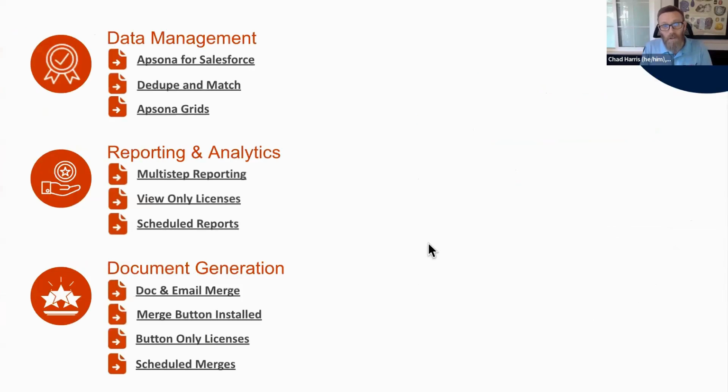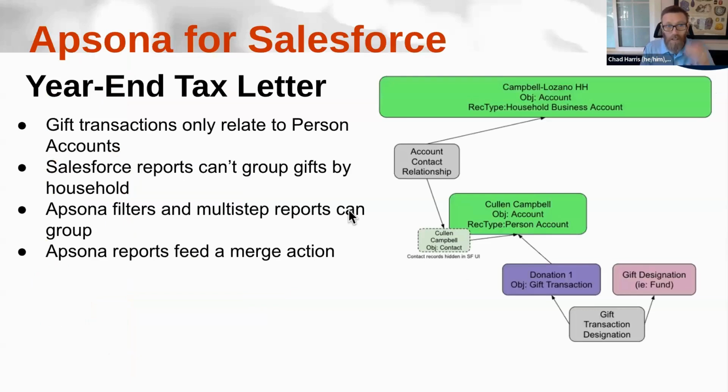And when you look deeper into those three categories, these are the various tools that we offer to our customers. Today, we're mostly going to be focusing on our multi-step reporting tool in conjunction with our document and email merge tool, with the purpose of creating a year-end tax letter. So we are talking about Nonprofit Cloud today, and the reason we're focusing on this is that the data model in Nonprofit Cloud involved in gift management and householding can be pretty complex and a little intimidating. We don't have to really digest this diagram on the right, but it shows the complexity of what we're dealing with.